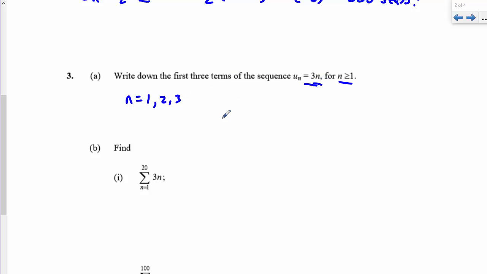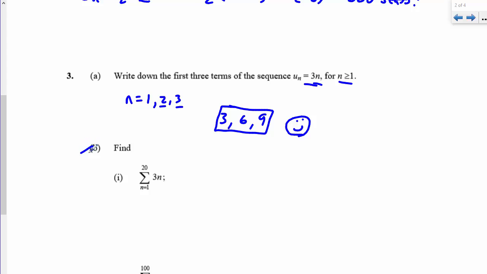So 3 times 1, first number is 3. The next n value will be 2, so it's 3 times 2, which will be 6, and then we'll plug in 3 for n, so 3 times 3 is in fact 9. This is your first 3 terms. All right, that's pretty much all it is. So you can put a smiley face. There you go. Really happy about that.